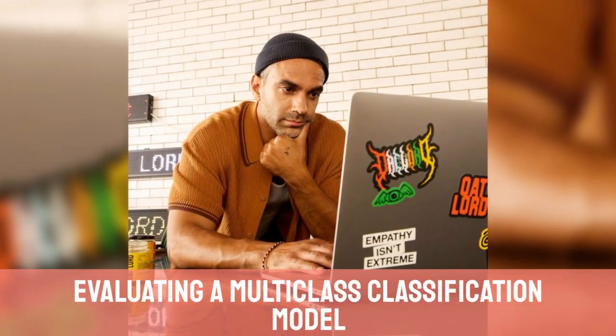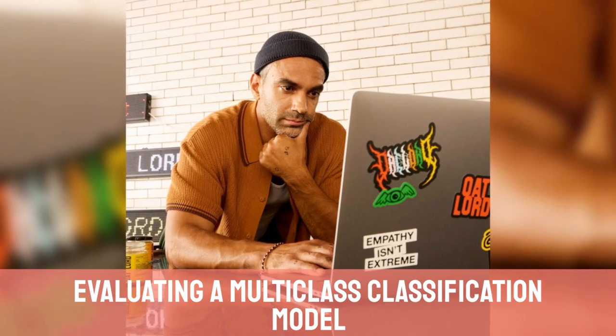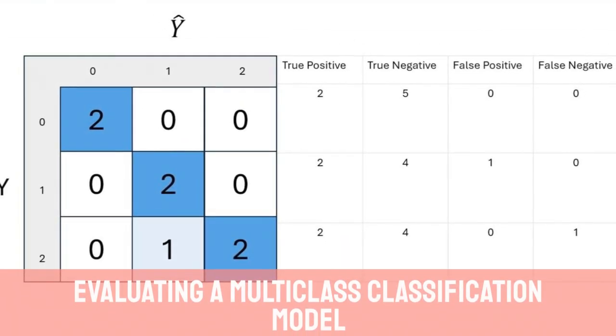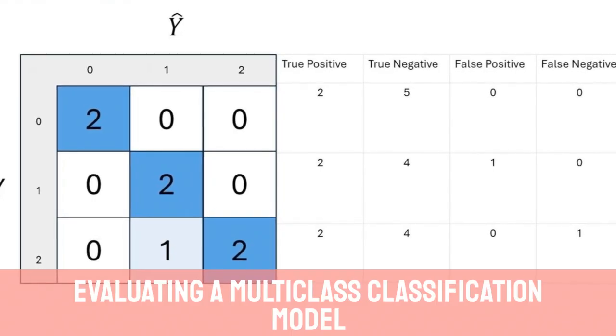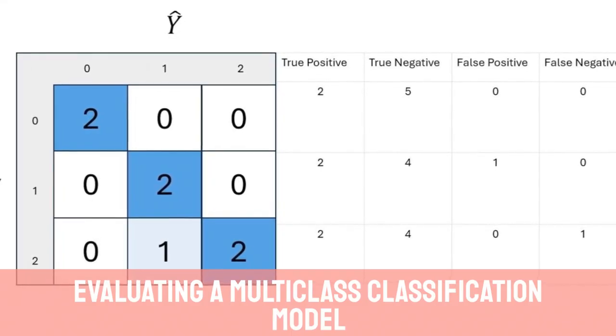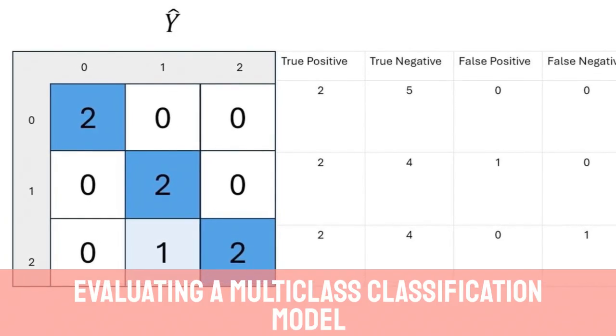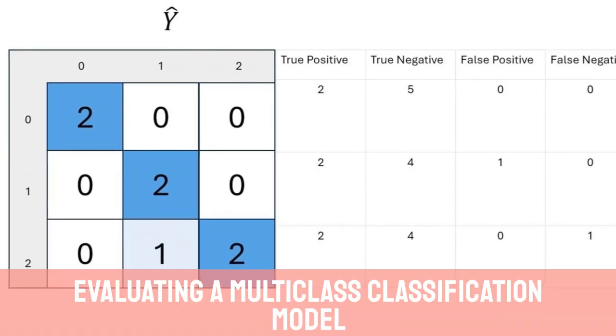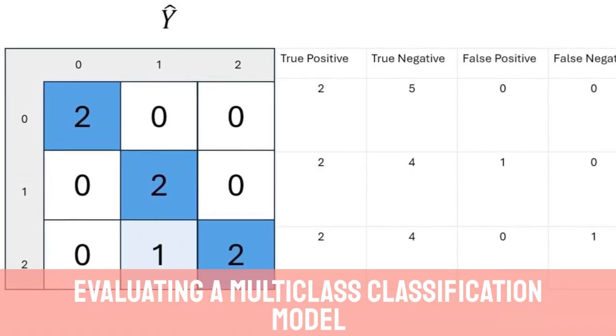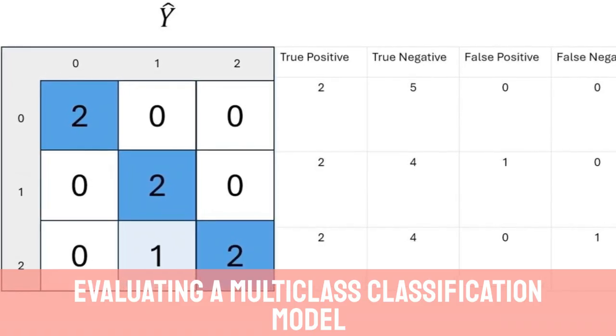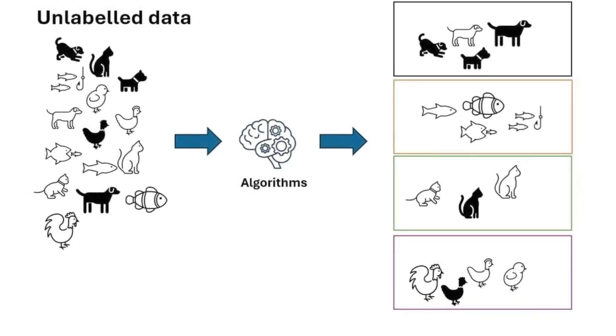A confusion matrix for a multi-class classifier works similarly to a binary one, but it's expanded to show the outcomes for multiple categories. To calculate the overall accuracy, recall, and precision metrics, you use the total of the TP, TN, FP, and FN metrics.